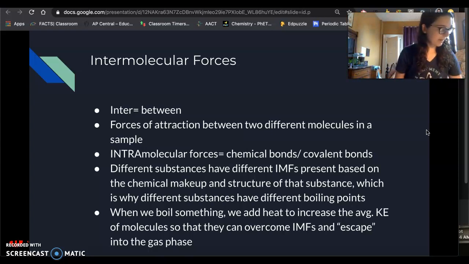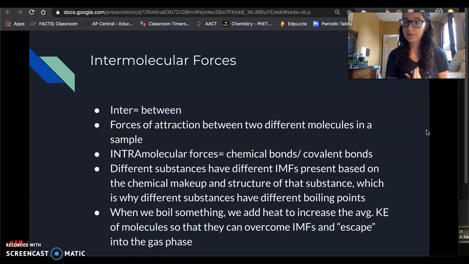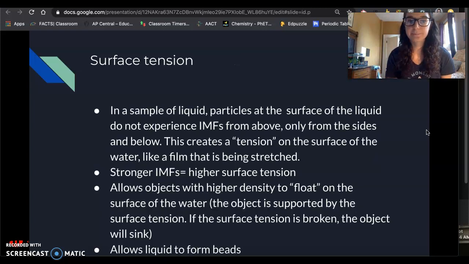Different substances do have different intermolecular forces and different strengths of intermolecular forces, which is going to affect a lot of the properties of that liquid. So especially boiling point and vapor pressure, which we will talk a little bit about today.